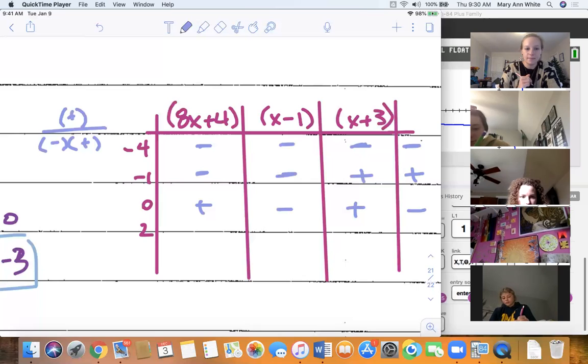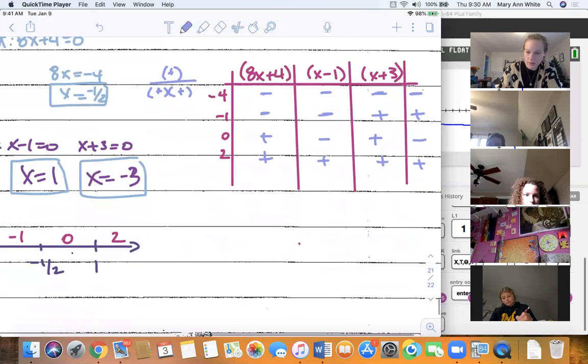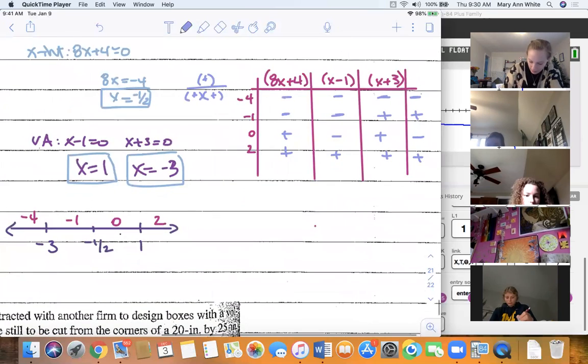And then now I have 2. 2 times 8 plus 4 will be positive. 2 minus 1 is positive. 2 plus 3 is positive. So all three are positive. When all three are positive, then the last one's also positive. Any questions so far?